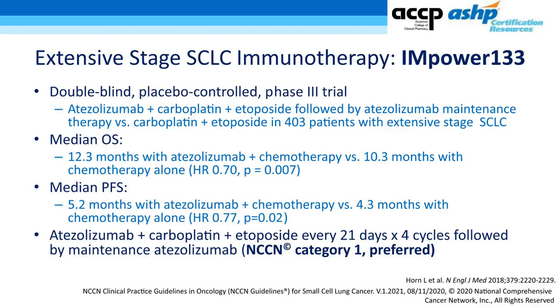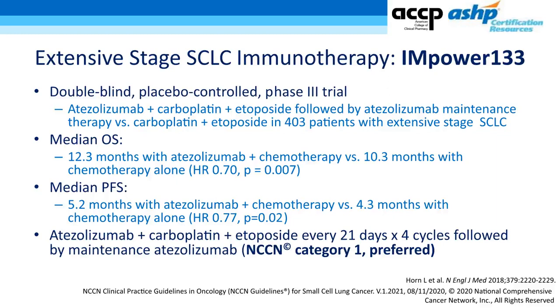The Empower 133 trial is now one of 2 trials evaluating the role of immunotherapy in the extensive stage small cell lung cancer setting. This particular trial was a double-blind, placebo-controlled phase 3 trial evaluating atezolizumab in combination with carboplatin and etoposide, followed with, again, atezolizumab maintenance. This was compared to an immunotherapy-free regimen of carboplatin plus etoposide.